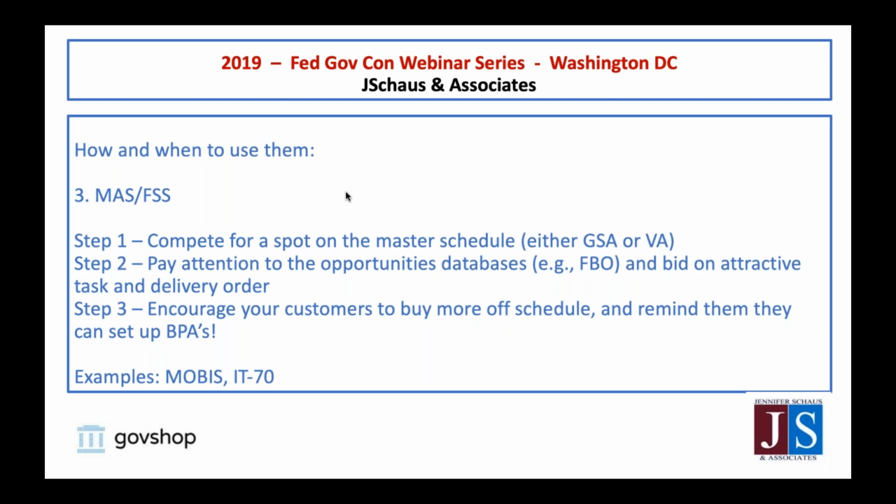This is also why we recommend creating your own free profile on GovShop, because you can list the multi-agency contracts, GSA contracts that you have on your GovShop profile, and basically keep buyers aware that, if they want to buy what you're selling, they can do so in a much more efficient manner using your multi-agency contracts. So encourage your customers to buy more off schedule. Remind them of the time that they can save. Also remind them they can set up blanket purchase agreements against the GSA schedule. That's always kind of a neat thing, right?